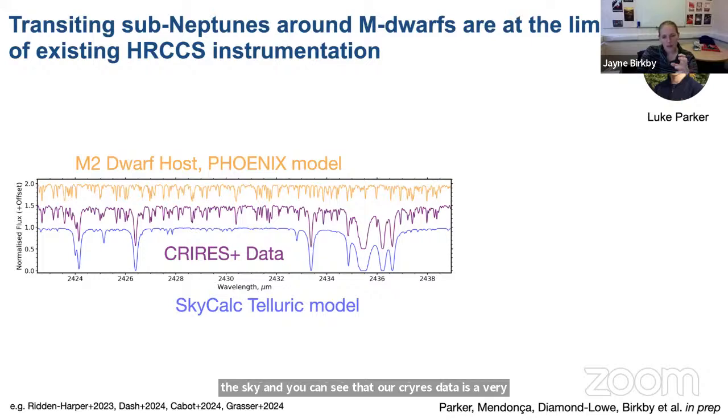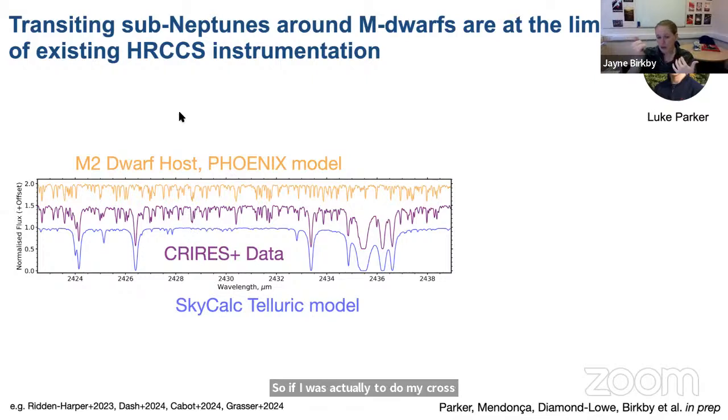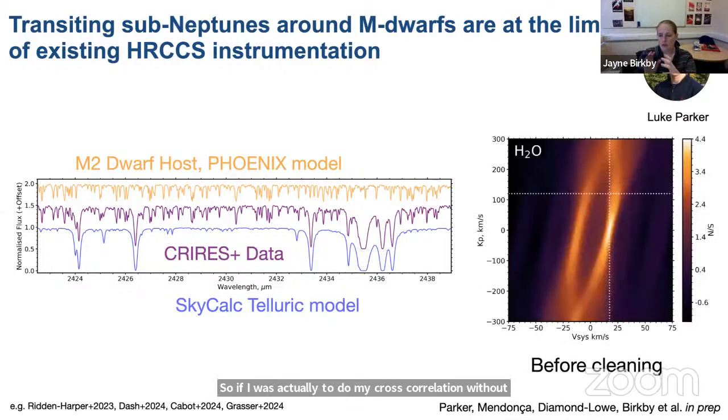The planet we're looking at, if we expect water, potentially is dominated by water in the host star, or even other species in the host star, and the water from the tellurics. So if I was actually to do my cross-correlation without first cleaning that data, I would get a matrix that looks like this. And actually the planet signal, where you see the brightest point there, is actually quite close to where we expect to see the planet at this cross.